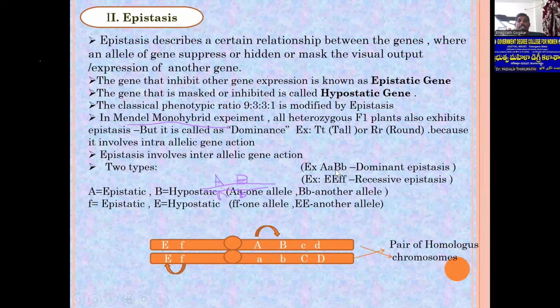Here, see, AA BB is there. So the capital A gene masks the character of the capital B gene.